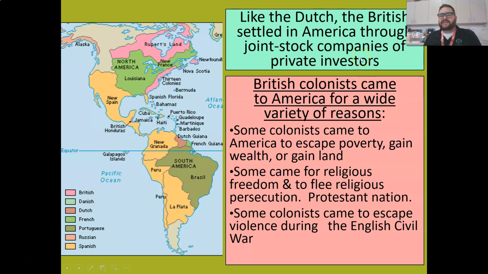But that's the early ones. The British colonists came to America for a wide variety of reasons. First, some colonists came to America to escape poverty.